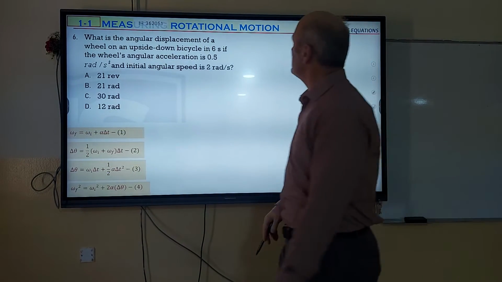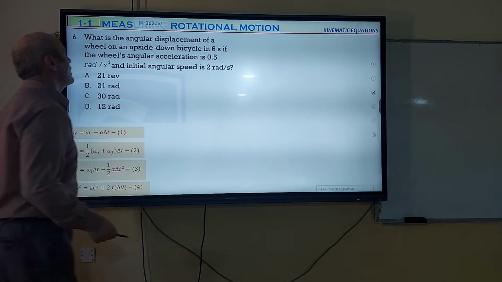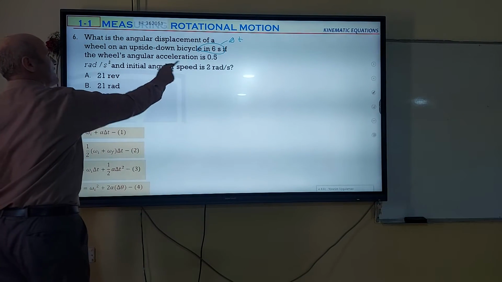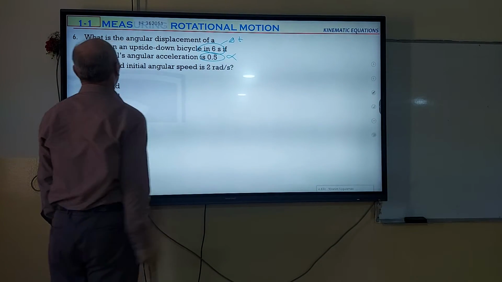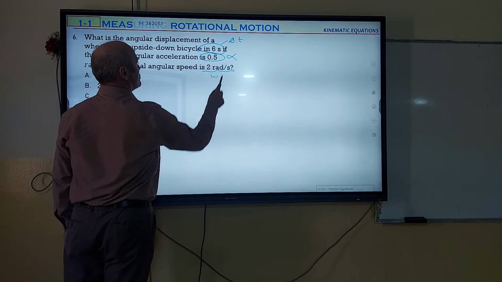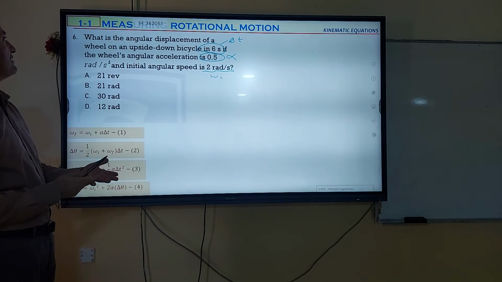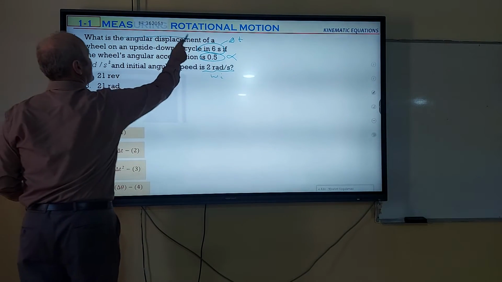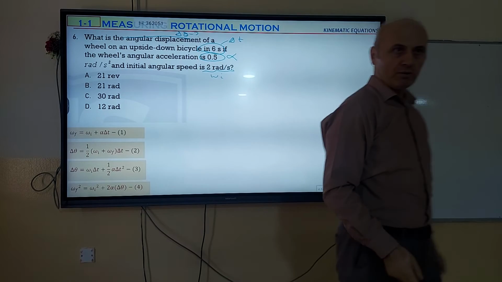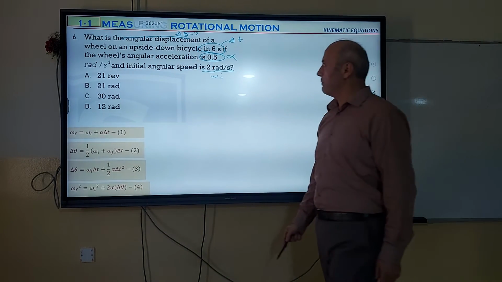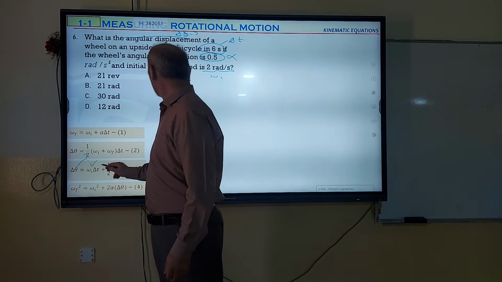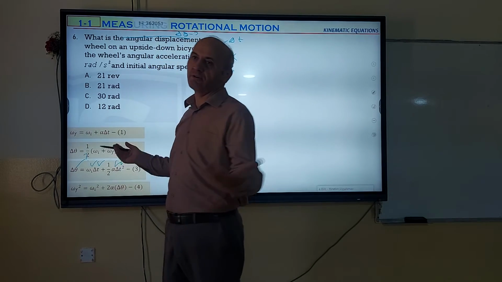And what is the angular displacement of the wheel on an upside down bicycle in 6 seconds, which is delta t, if the wheel's angular acceleration is 0.5 radian per second squared and initial angular speed is 2 radian per second. Alpha is given, delta t is given, and delta theta is asked. Which equation fits? Again, the third one. Because delta theta is the question, initial is given, delta t is given, alpha is given, so the third one.